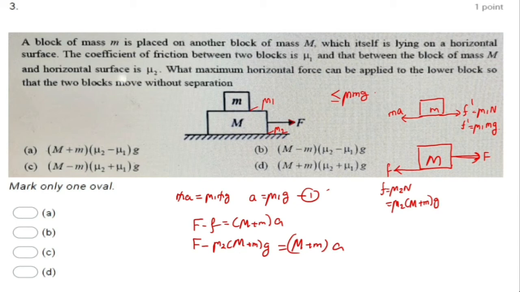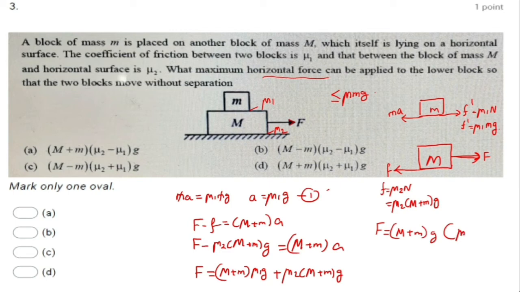Now we have to calculate the maximum horizontal force that can be applied. So we have to calculate here the force F. So F is equal to, you see the equation becomes (M plus m) into A. What is the A here? A here is mu 1 g. So we can substitute here mu 1 g plus mu 2 into (M plus m) into g. So in this equation you can see (M plus m) g is common. So we can write here F is equal to (M plus m) into g. It is common now. In the bracket you can write mu 1 plus mu 2.